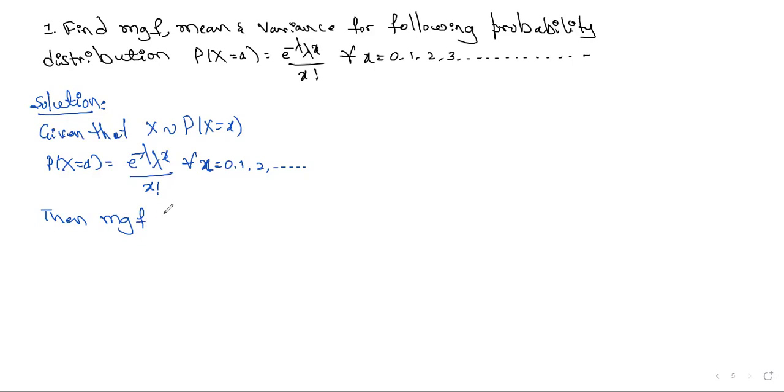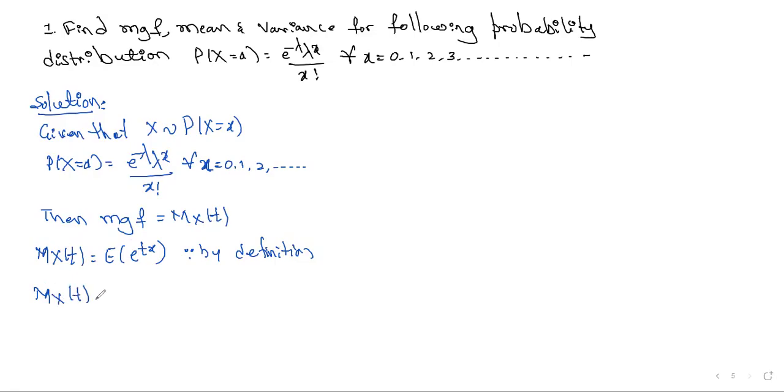MGF, the moment generating function, is nothing but Mx of t. We know that here the x values are discrete, like 0, 1, 2, 3, and so on. So the MGF is given by Mx of t, which equals the expected value of e power tx, by definition.